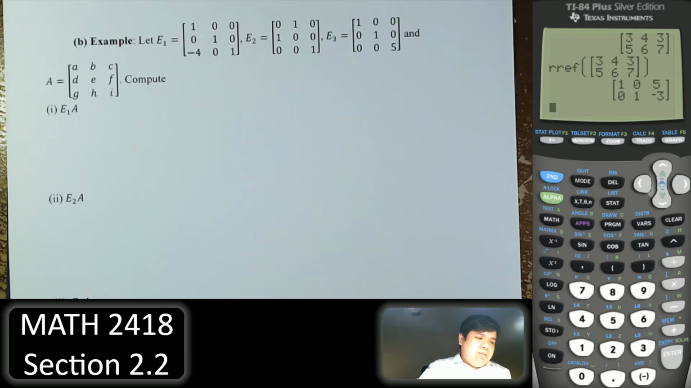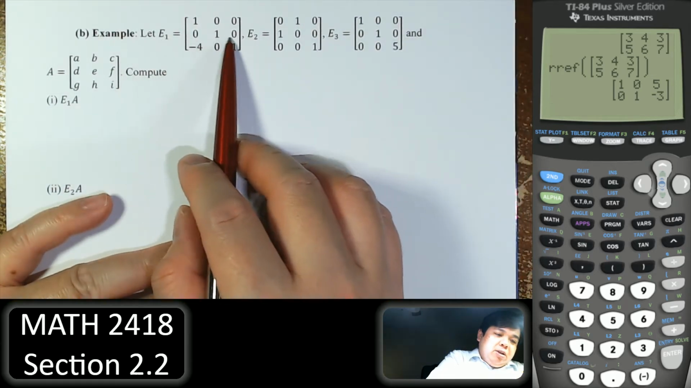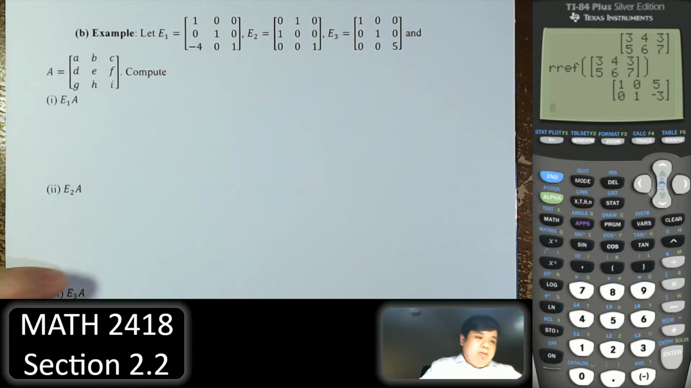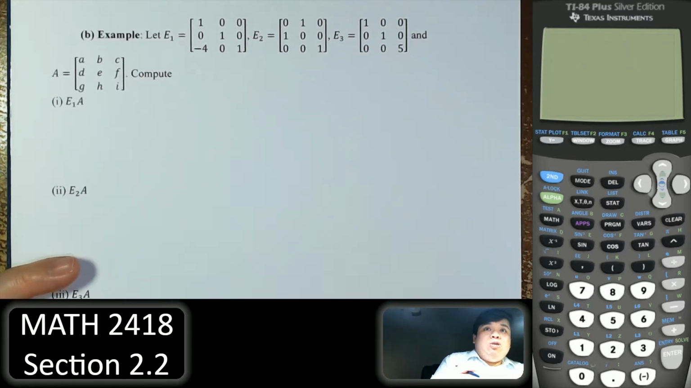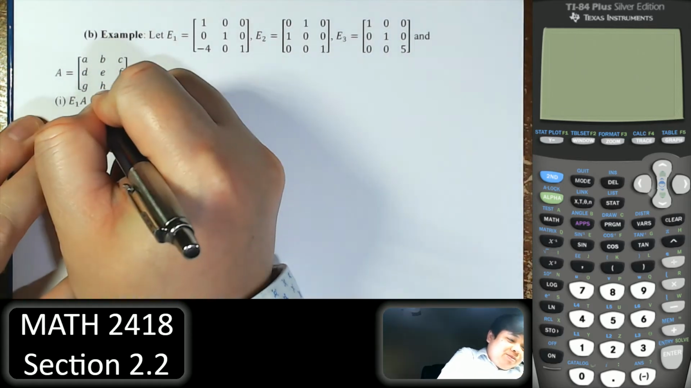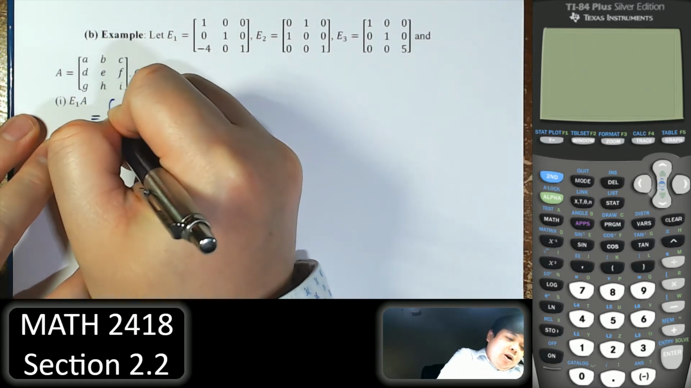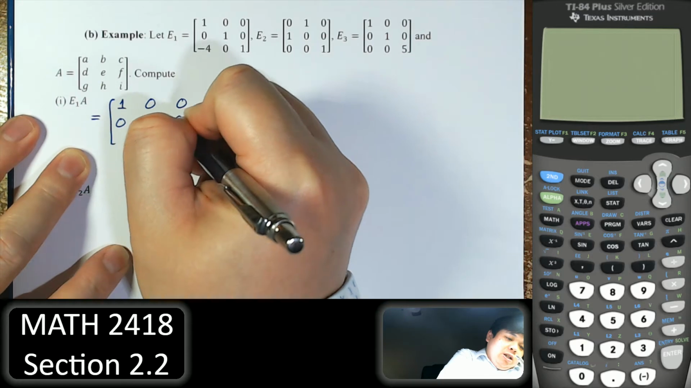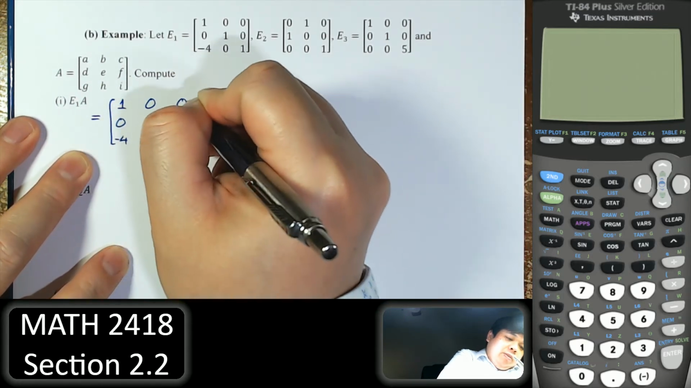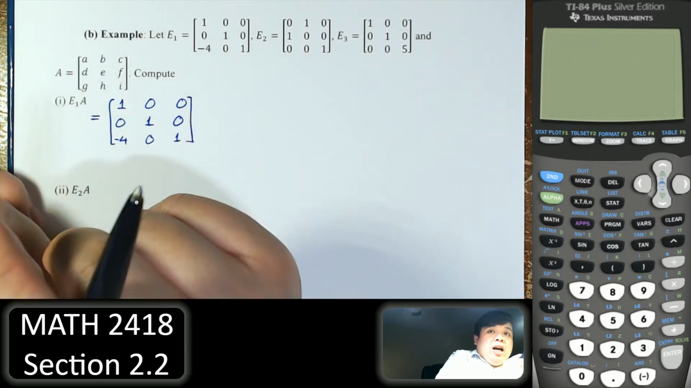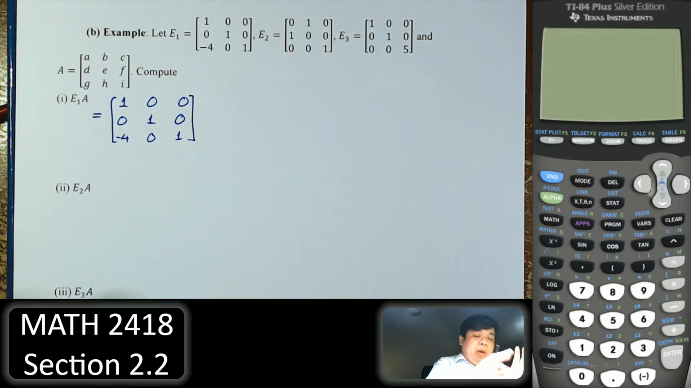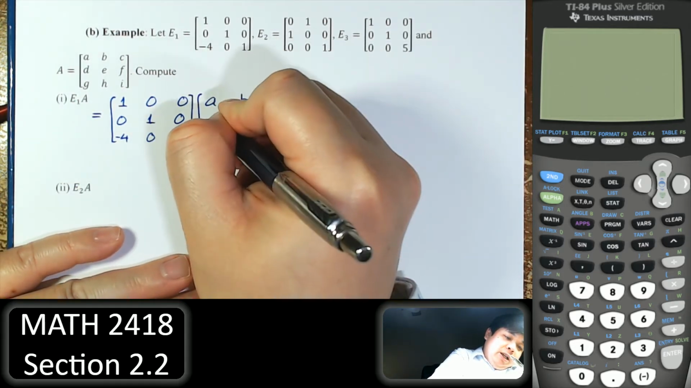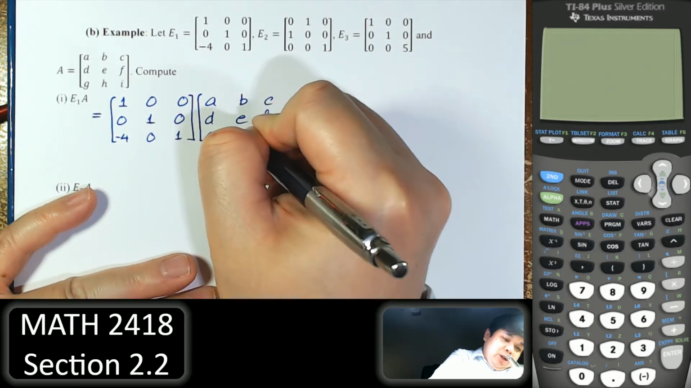Right here, let's look at the example. Let E1 be those matrices. Compute E1 times A, where A is this. Now, this should be simple because those matrices are elementary. E1 times A. E1 is 1, 0, 0, 0, 1, 0, -4, 0, and 1. When we apply an elementary matrix, it's always multiplied in front of the matrix itself. So we put that in front of the matrix A, B, C, D, E, F, G, H, and I.